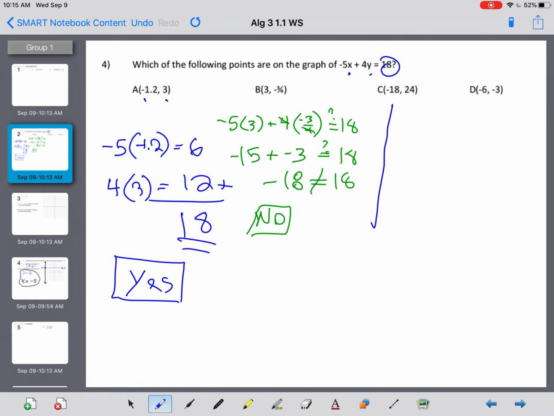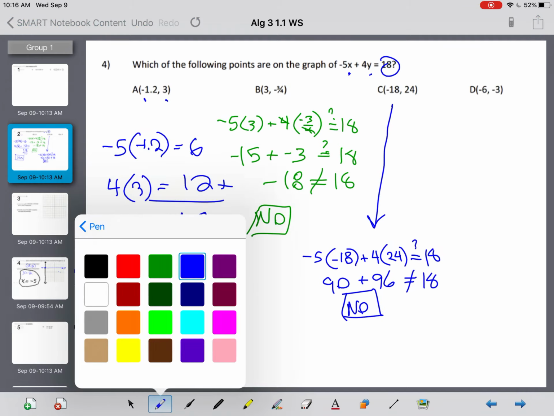Similarly here, I'm going to bring this one down, I kind of ran out of room, so this is going to be negative 5 times negative 18 plus 4 times 24. Does that equal 18? So when I multiply this, I get 90. When I multiply this, I get 96. And that is not going to equal 18. So no.